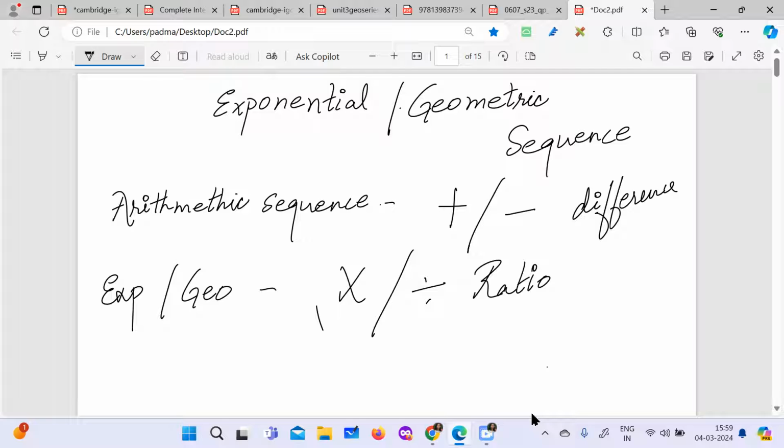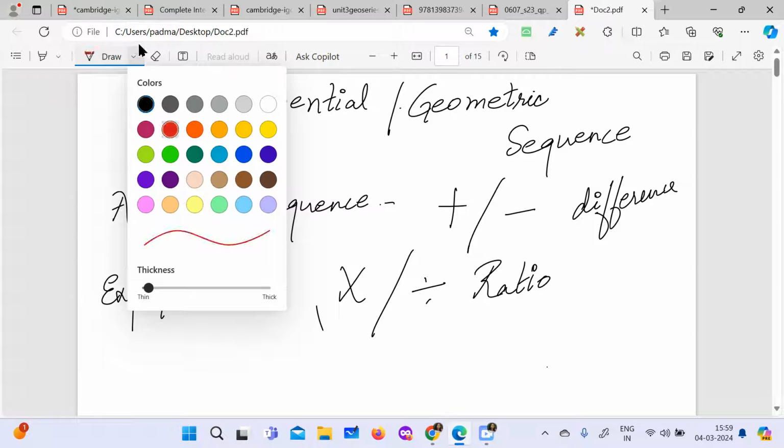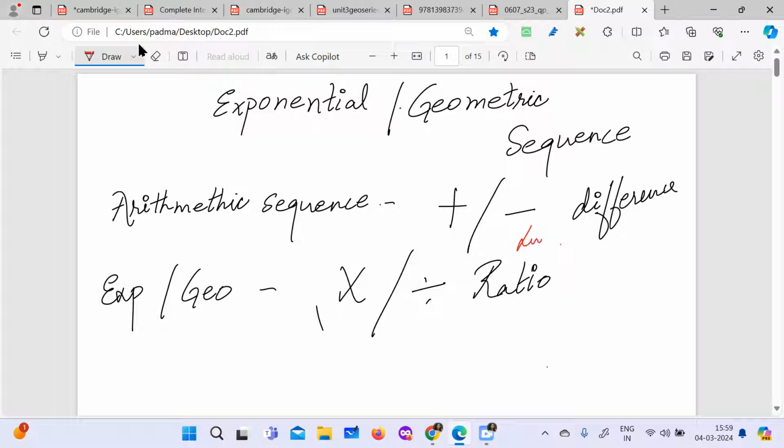You must remember that for a linear sequence, the difference is a. For a quadratic sequence, the difference is 2a. For a cubic sequence, the difference is 6a. And for a geometric sequence, we don't have a difference, rather we have a ratio that is referred to by r.